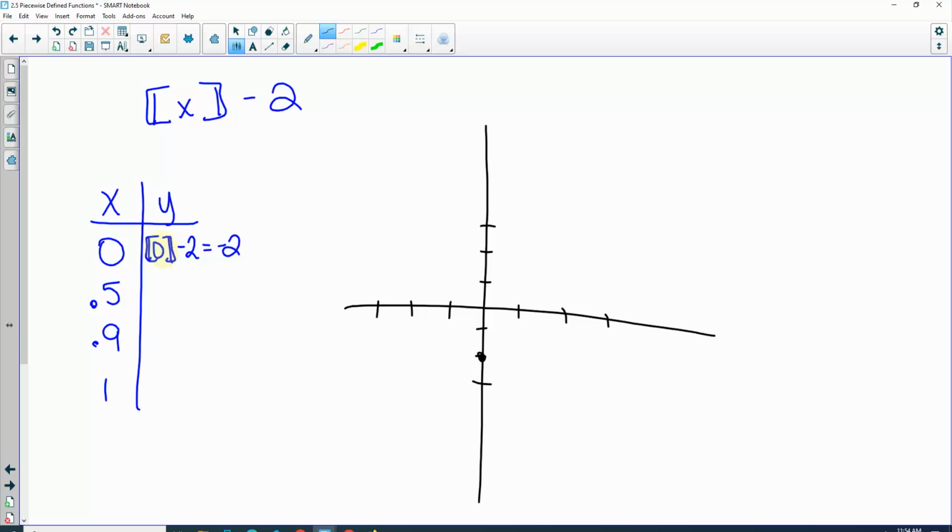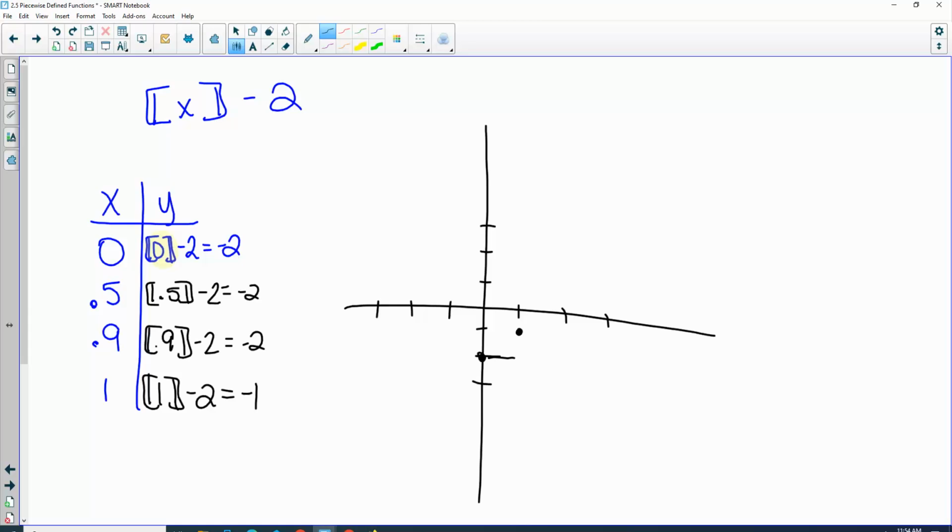Okay, if I put in 0.5, I have the greatest integer of 0.5. Then we have to subtract 2. What is the greatest integer of 0.5? 0. 0 minus 2 is still -2. So at 0.5, I'm still at -2. So far we're stuck on this step. If I put in 0.9, what's the greatest integer of 0.9? 0 minus 2. So 0.9, I'm still stuck down here on this step. But when I put in 1, greatest integer of 1 is 1 minus 2 is -1. So 1, -1 is here.